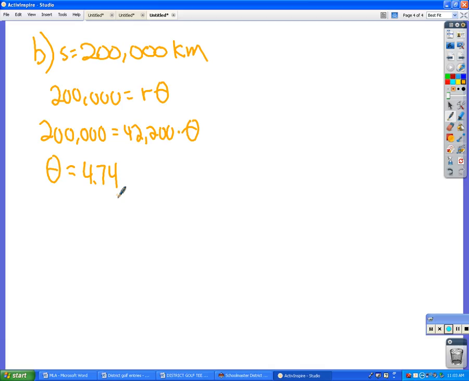How do we figure out how many hours that is? You have to put it in degrees first. It's easier for us to think about these things in degrees. But what I want to know is what fraction of the way all the way around this circle 4.74 radians is. So I'm going to go 2 pi, because that's all the way around, divided by 4.74. And tell me what you get from that.